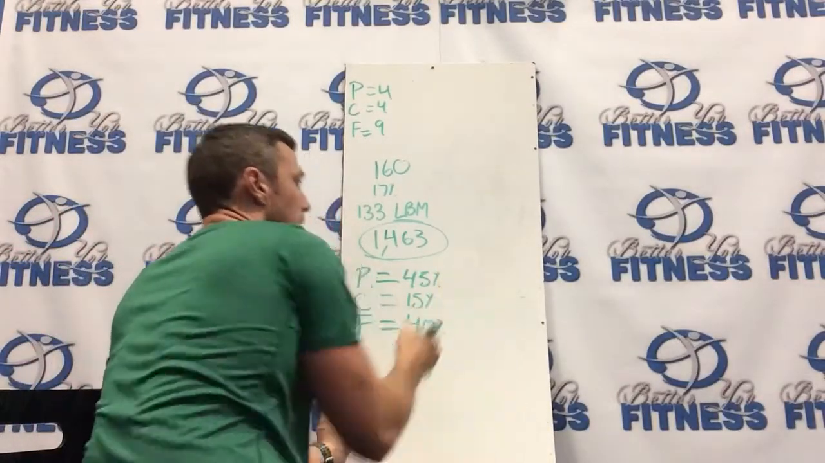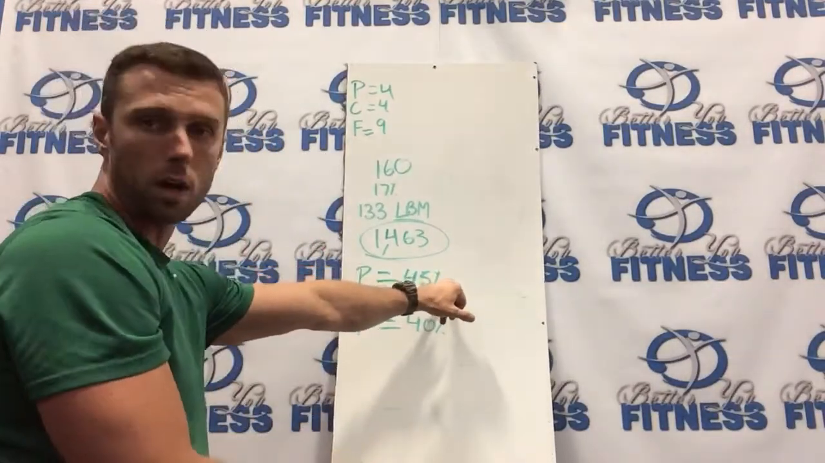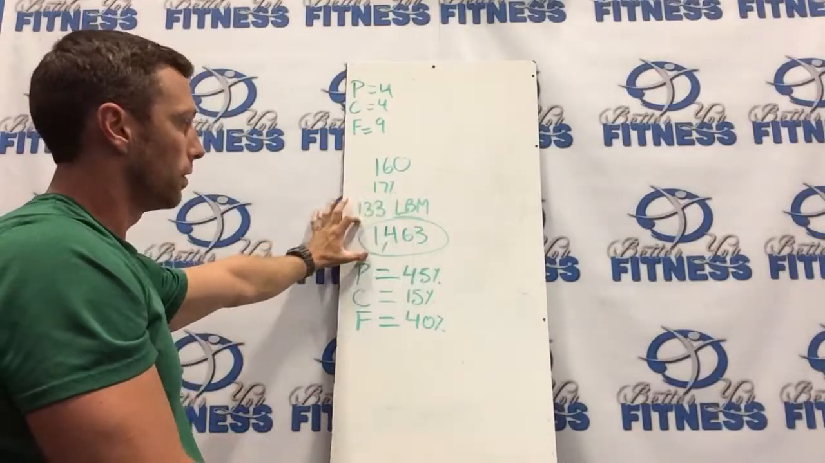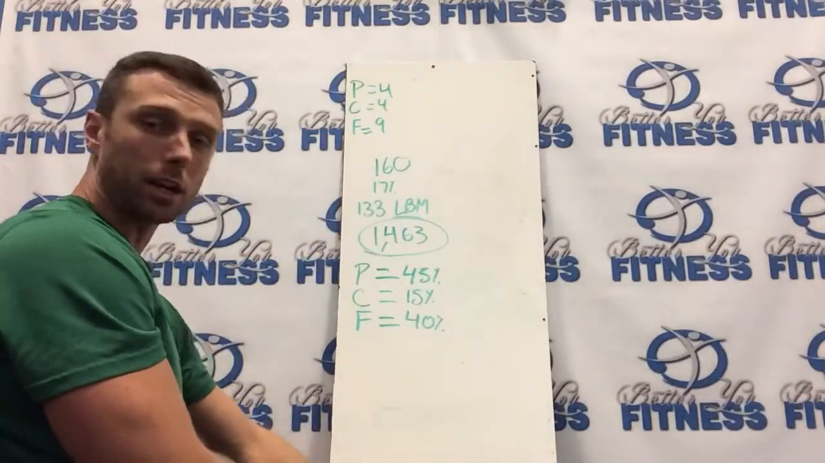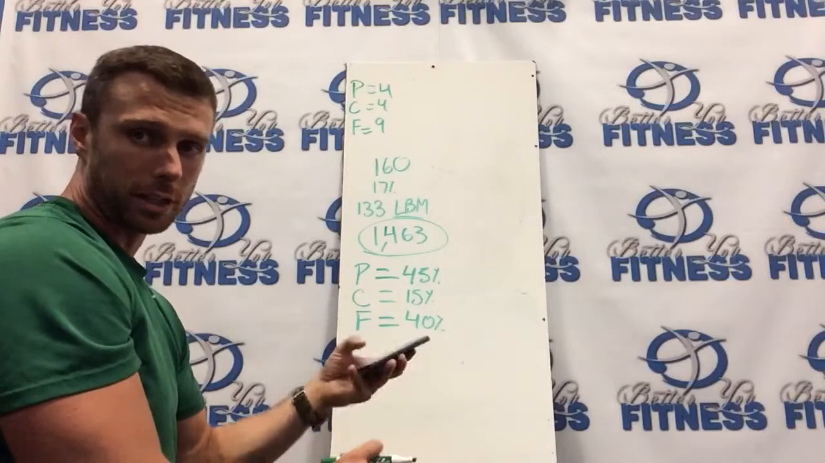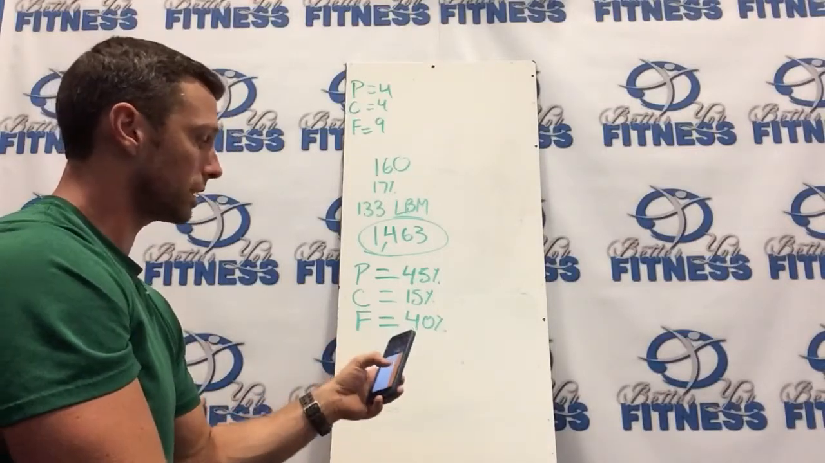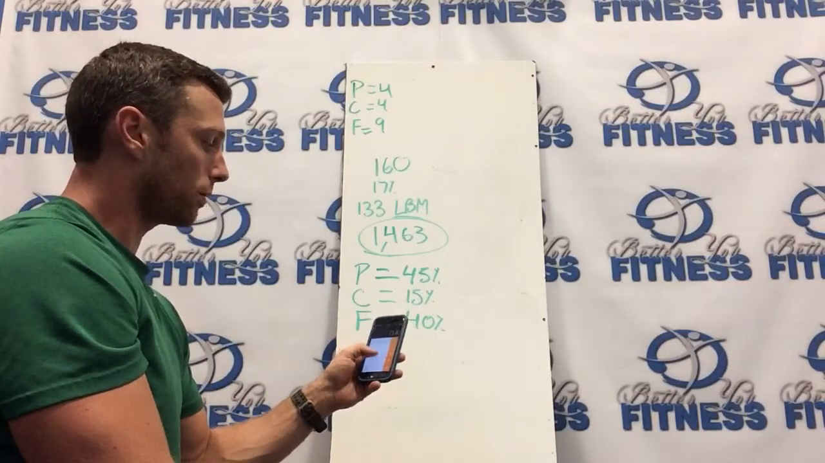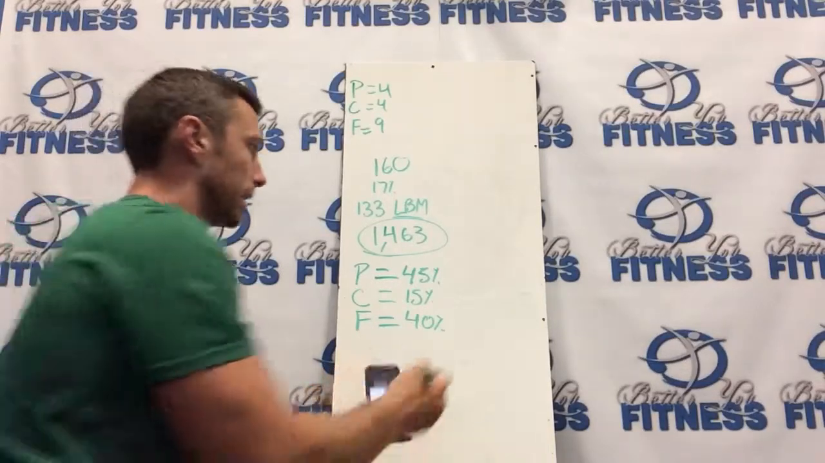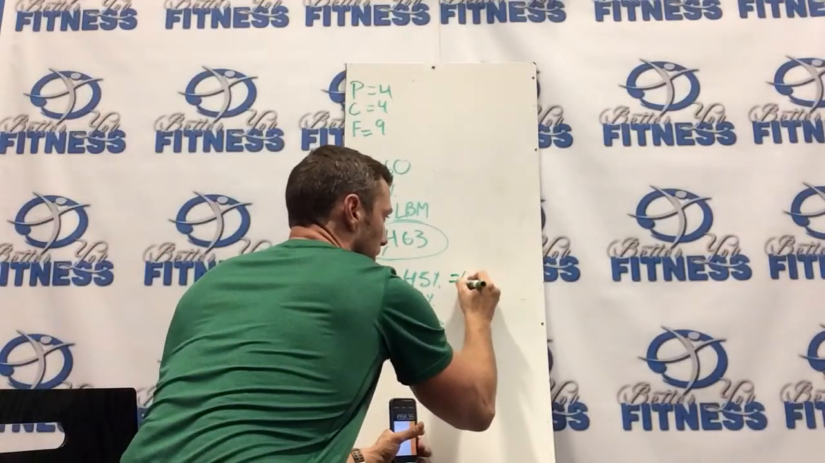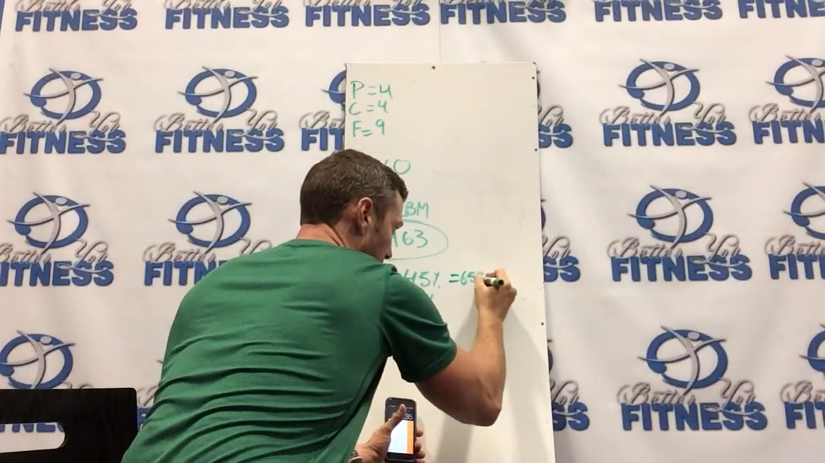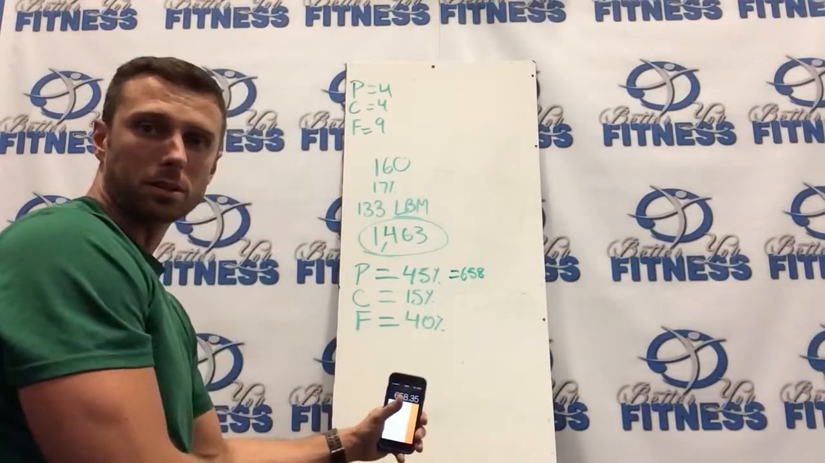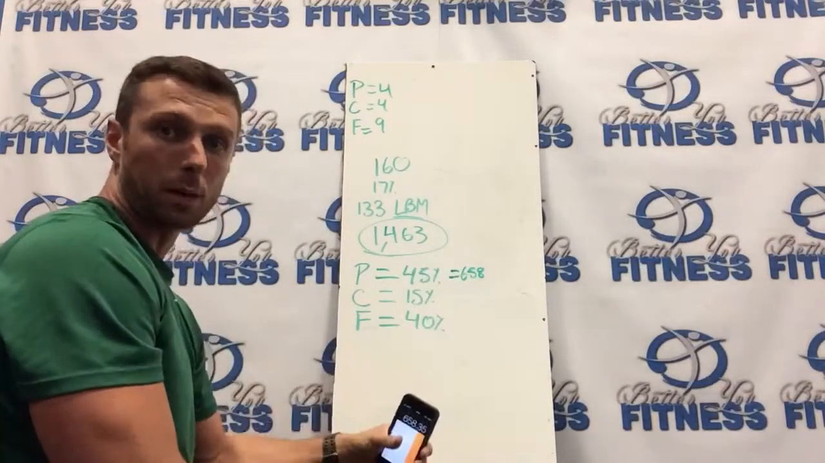So how do we determine that? 45% of what? 45% of the calories that we're going to intake are going to come from protein. So I'm going to need the calculator again, guys. So 1463, you're going to take that times 0.45, and that's going to give this person 658. Just leave that number as B. We're going to come back to that.